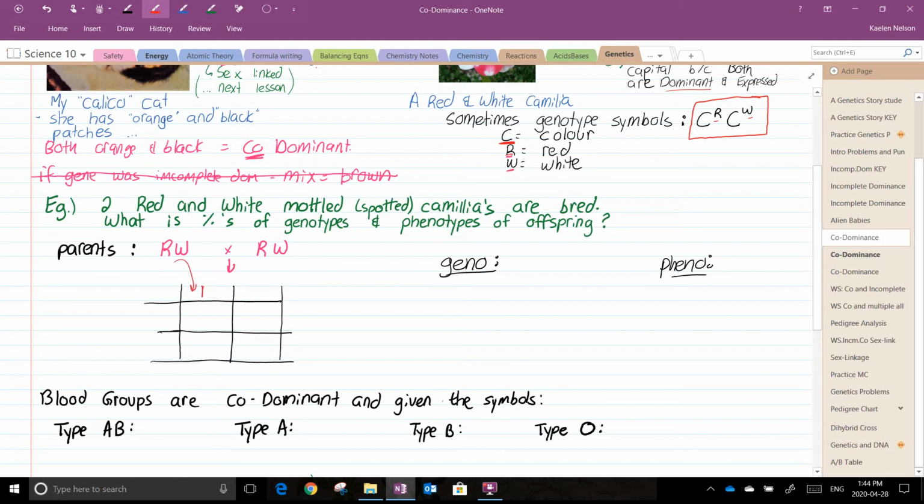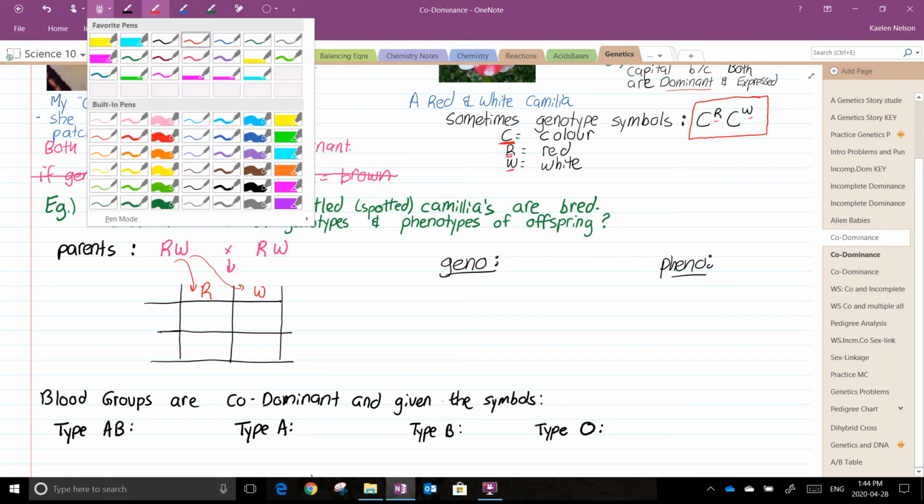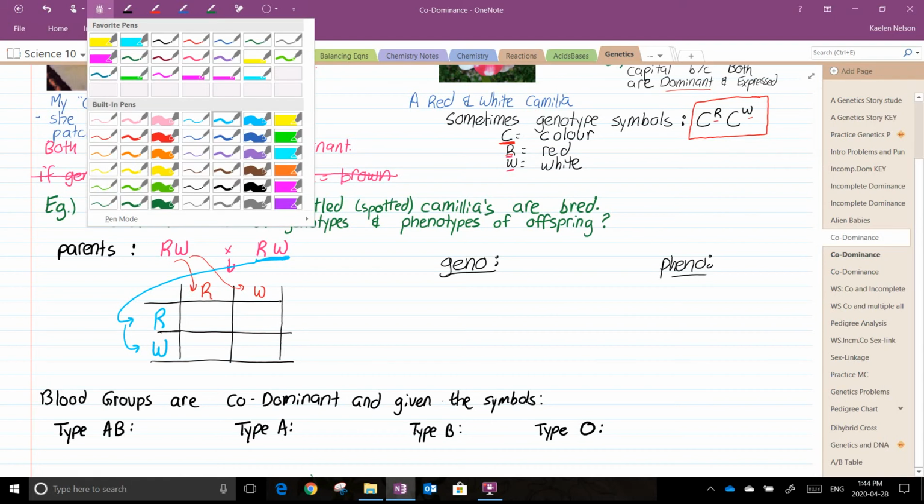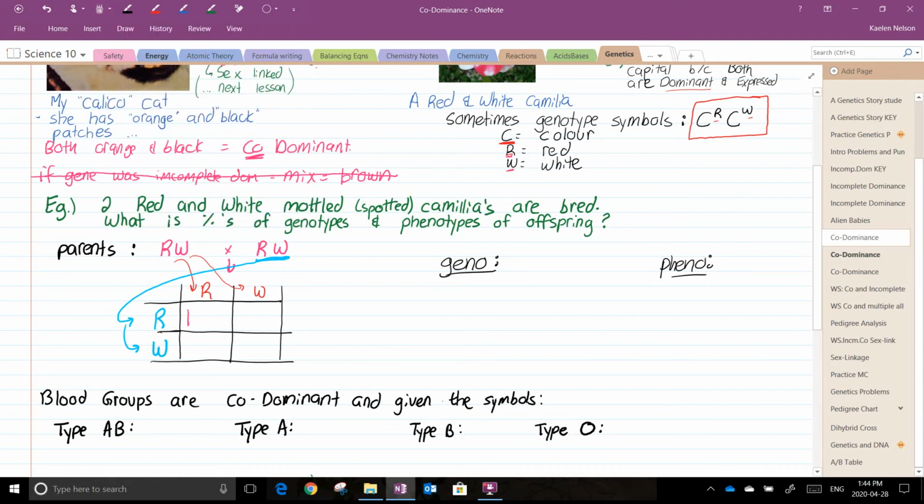And my first parent, I'll split up the genes, because in meiosis we only put one copy of each gene into the egg and sperm. And then the other parent I put on the side, also capital R, capital W. We'll split up the genes. And now we can fill in our boxes. So big R, big R, big R, big W, big R, big W, big W, big W.